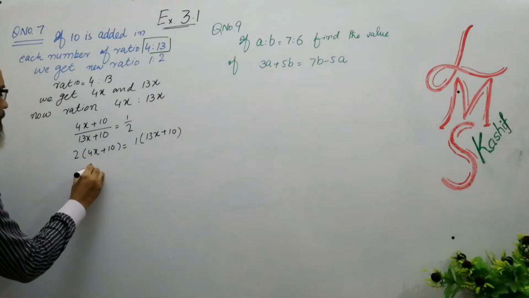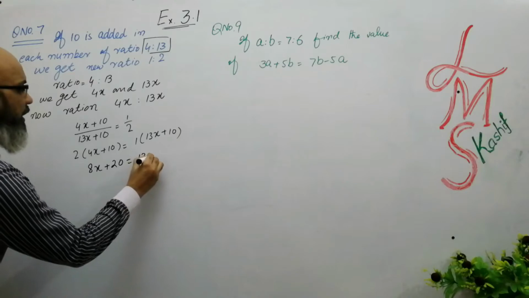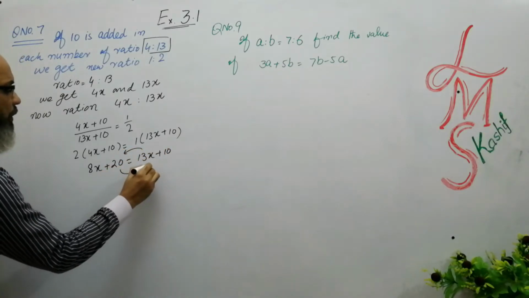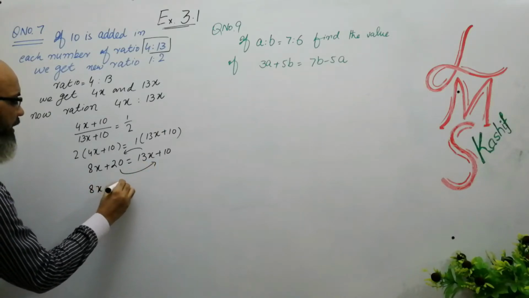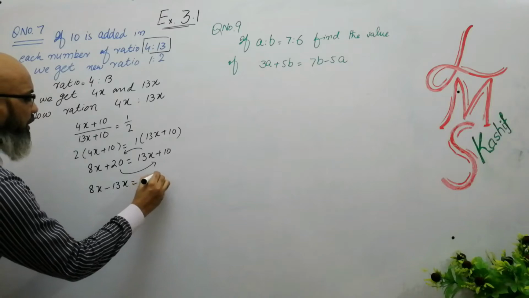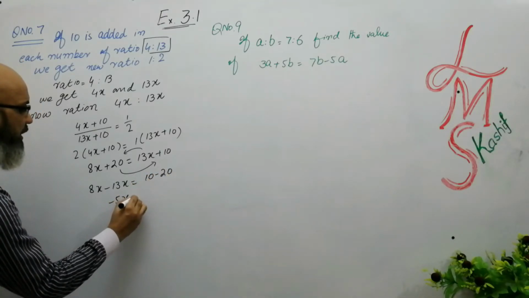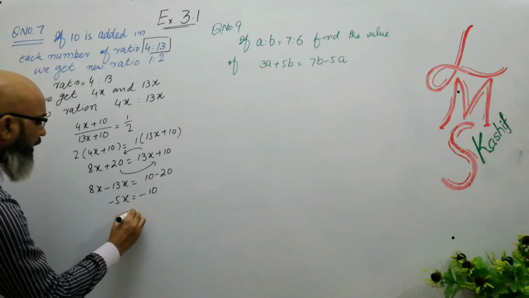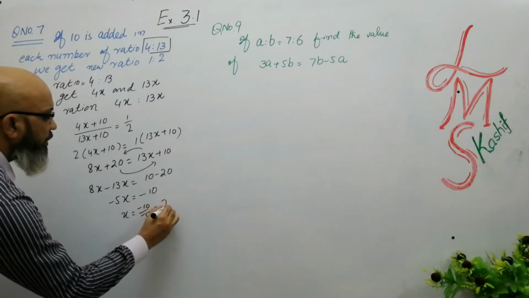4 2s are 8x, 10 2s are 20, that is 13x plus 10. Move variable on this way and constant value in this way. 8x minus 13x is equal to 10 minus 20. We will get minus 5x is equal to minus 10, and when we divide it by minus 5 on both sides, we will get 2.